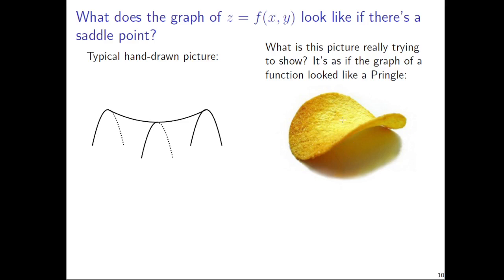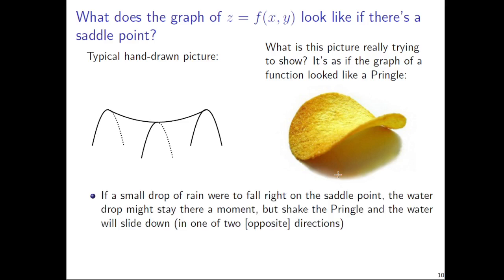And then right there on the Pringle, if you travel in some directions, you'd travel down, like so, this way and that way. Whereas from this point, if you traveled in other directions, you'd go up. Right? The z coordinate would grow. So if a small drop of rain were to fall right on the saddle point, right there, then the water drop might stay there for a moment, but shake the Pringle just a little bit, and the water will slide down, or this way, right?